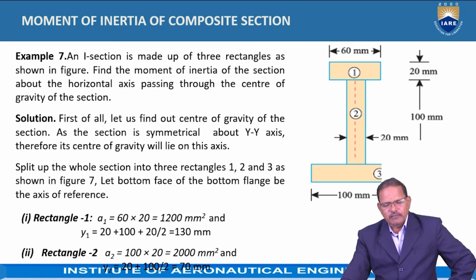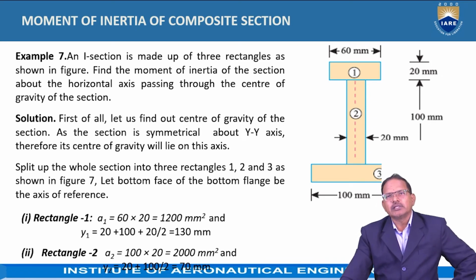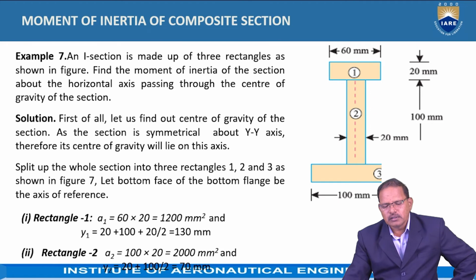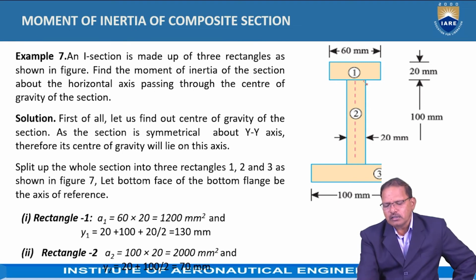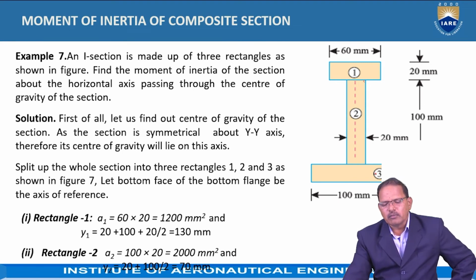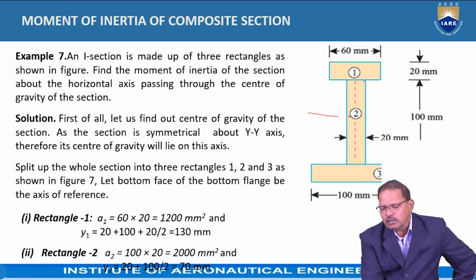Now I am taking one more problem. An I section is made up of 3 rectangles as shown in the figure, that is 1, 2 and 3. Find the moment of inertia of the section about the horizontal axis passing through the center of gravity of the section. You have to determine it.